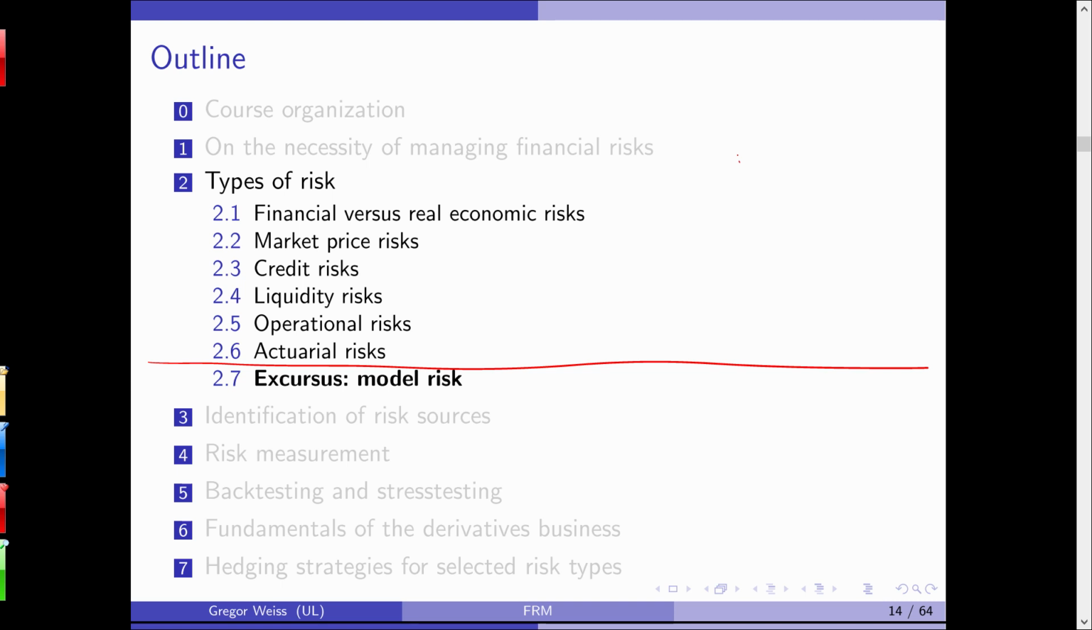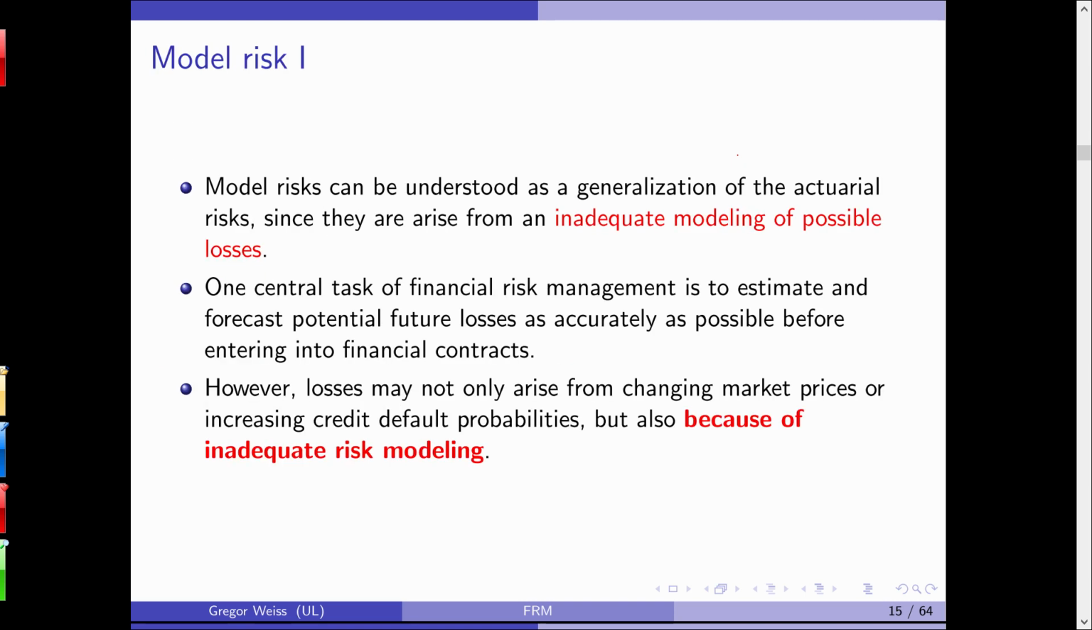Now let's just shortly turn to model risk as a slightly different type of risk we want to talk about here in this class. Model risk can be understood as a type of generalization of the actuarial risk, since with actuarial risk you're concerned about an inaccurate modeling of possible claims, of possible losses, and it's quite similar to model risk.